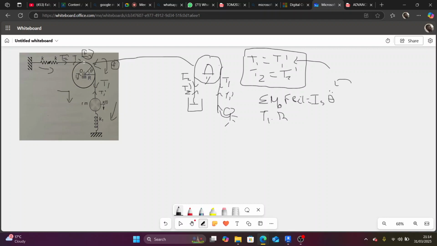And the distance of T2 to the pivot, what is this distance? It's also the radius. So minus T2 multiplied by R is equal to the moment of inertia of the system multiplied by theta double dot. This is where we stop. We don't worry about anything else.